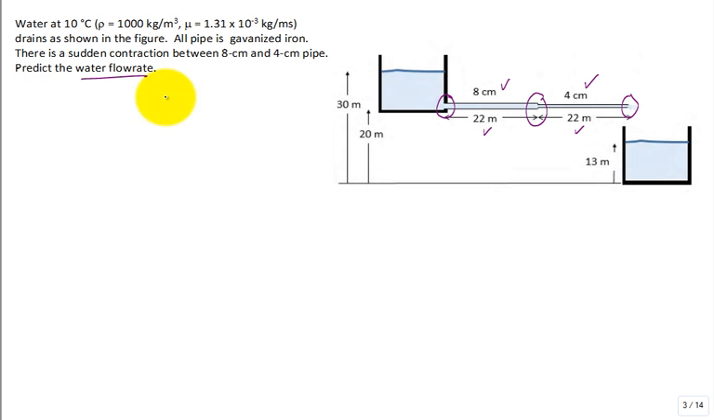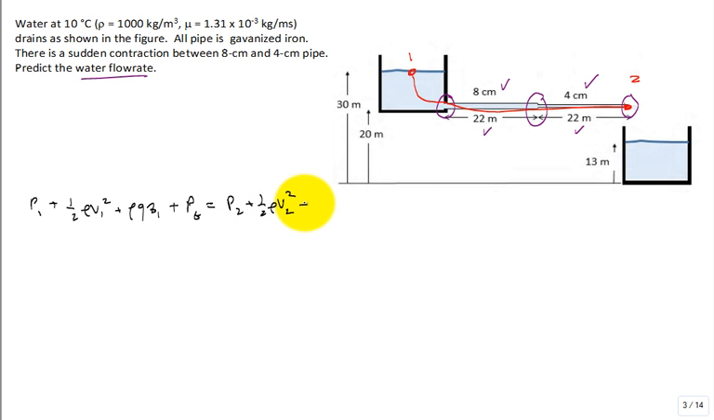I'll start slowly. I'll go from point A, or point 1, to point 2. All right, so we have the pressure at 1 plus 1/2 rho V1 squared. If you want to put the alpha 1 in there, fine, but turbulent flow, it's close to 1. Plus rho g Z1 plus any pressure gain if we had a pump. The pressure at 2 plus 1/2 rho V2 squared plus rho g Z2 minus or plus any pressure losses.